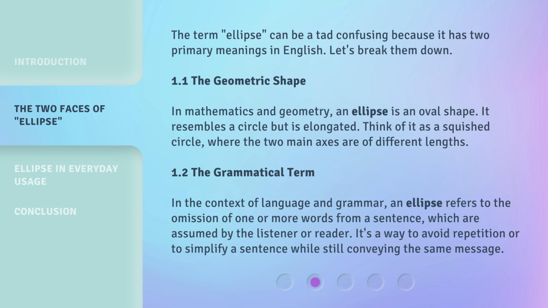1.2 The grammatical term. In the context of language and grammar, an ellipse refers to the omission of one or more words from a sentence, which are assumed by the listener or reader. It's a way to avoid repetition or to simplify a sentence while still conveying the same message.